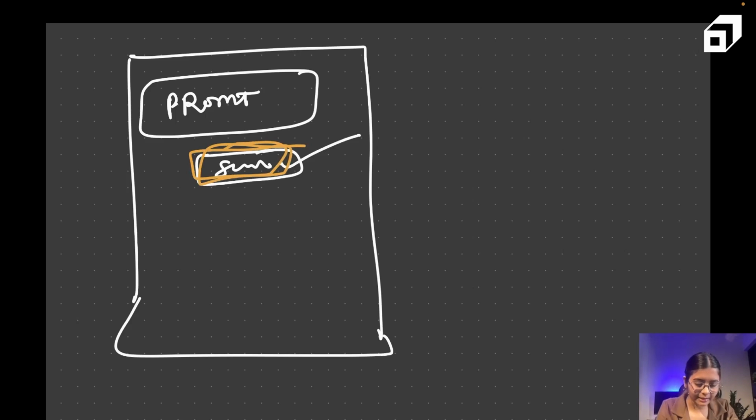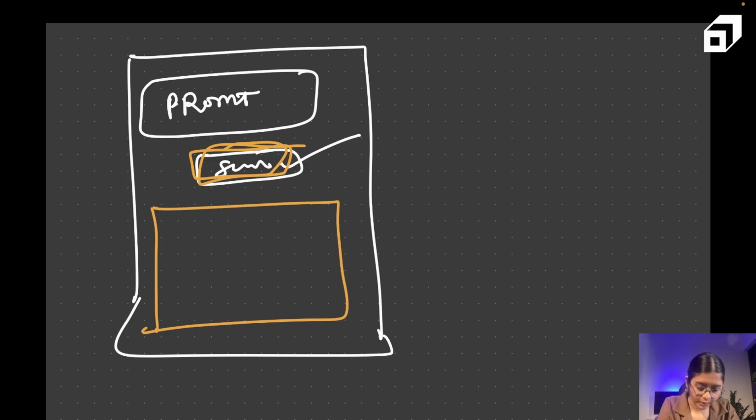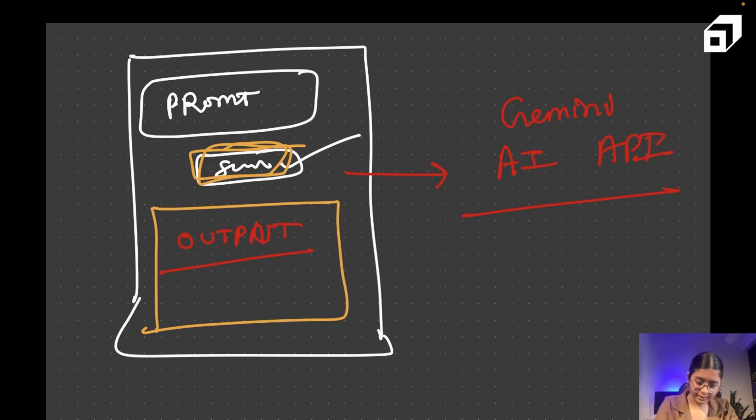and once you press enter, you will see the result here. This will be your output area. And we will be doing all of this with the help of Gemini API. Yes, Gemini API. I hope I'm pronouncing it correctly.